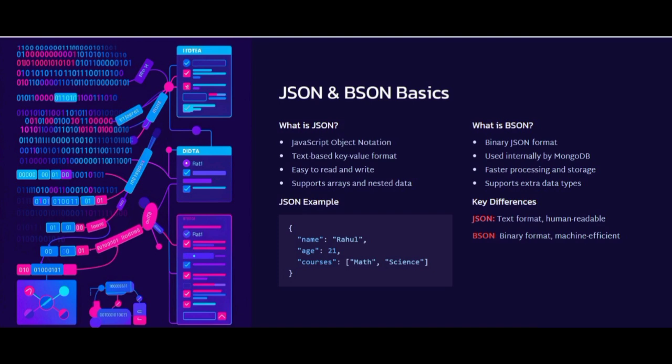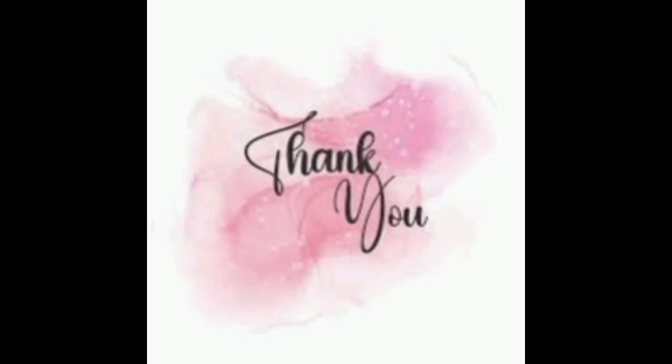So in this video we have covered more about MongoDB: what MongoDB is, why we choose MongoDB, what the core terms are, and also the difference between JSON and BSON. JSON is a readable format, whereas BSON is internally converted by MongoDB into binary format, which is very helpful for faster processing.